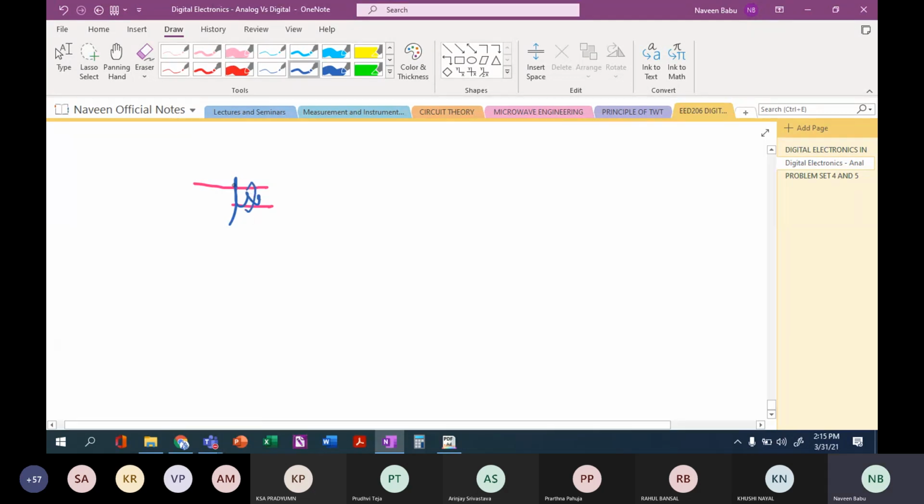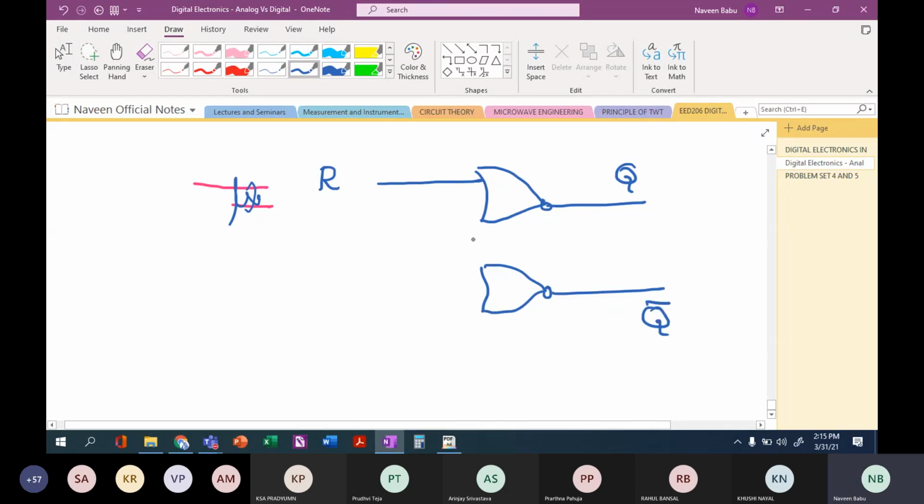So just bear with me, there are some issues. Okay, right. This is your reset signal and this is your Q. And I have another NOR gate here where its output is Q bar, and this feedback output, and the other input is S. Okay, so please always remember this Q and Q bar, they are complements of each other.